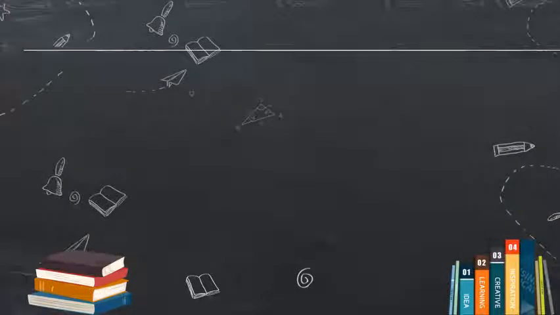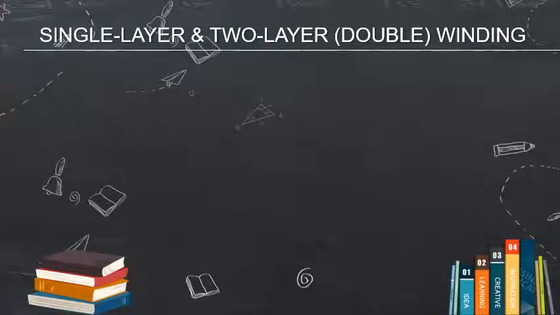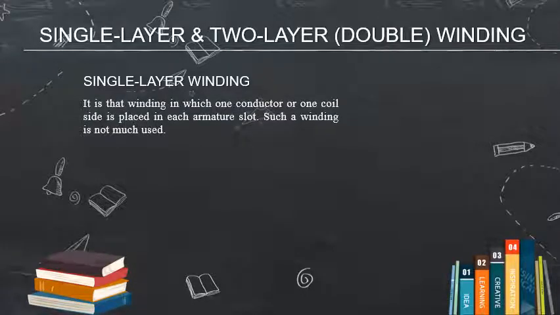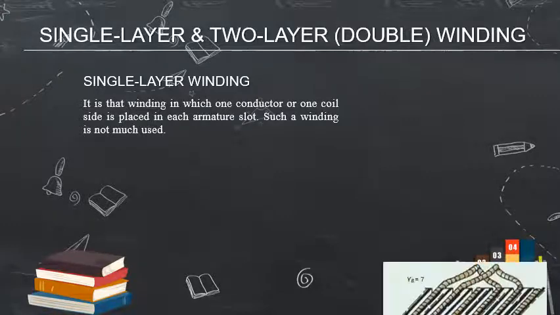So we will move on. The next important terms related to armature winding are single layer and double layer winding. So what is single layer winding? It is that winding in which one conductor or one coil side is placed in each armature slot. Such a winding is not much used.